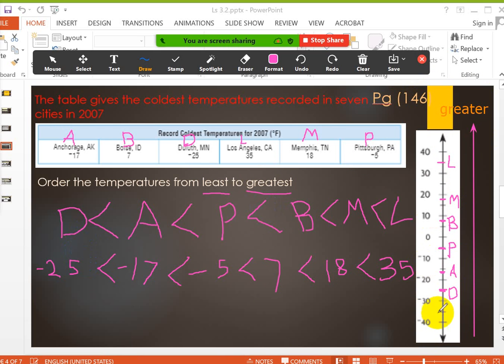That's why I told you D, you have to order. D is less than A. That means A after the D. After that P. After that B. After that M. After that L. Yes, you have to locate the numbers on the number line, because this is the first lesson for you about negative and positive integers. You can't compare between integers without a number line now.